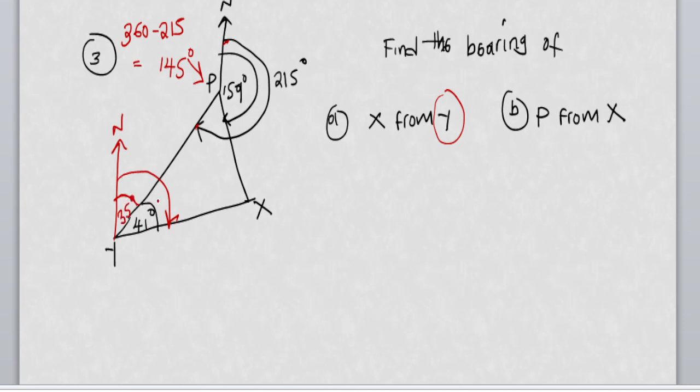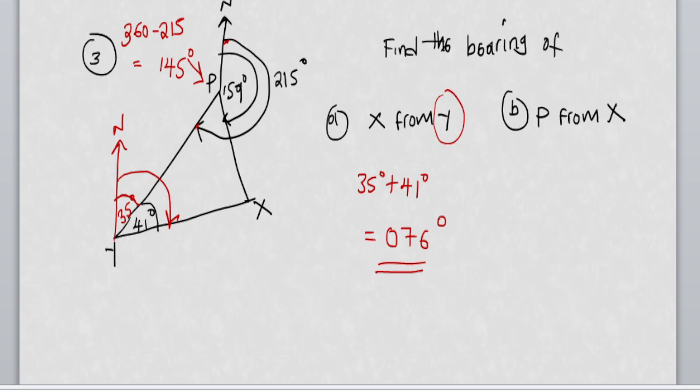So to now get this bearing, I'm going to say 35 degrees plus 41 degrees. So I add these two together. I get 76, but I'll put a 0 so that it becomes 076 degrees. So that is the bearing of X from Y.